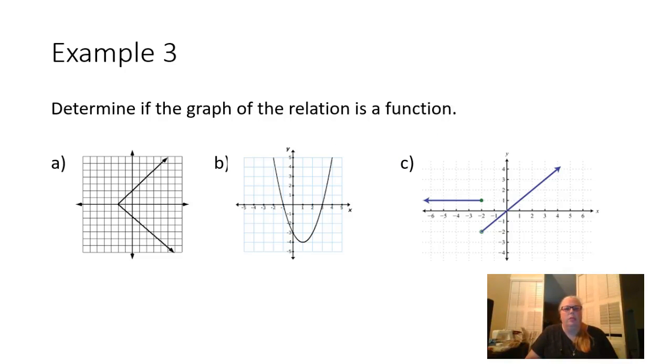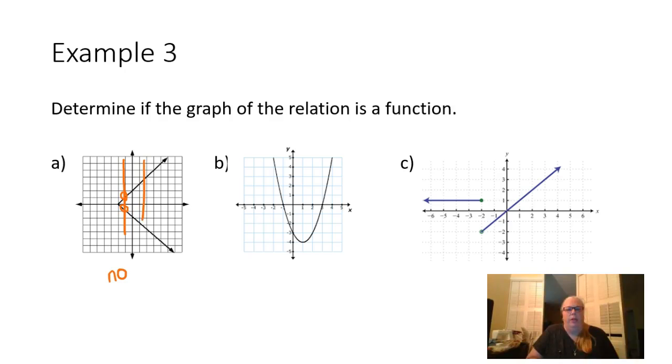Example 3. Determine if the graph of the relation is a function. We're trying to see if the function passes the vertical line test. Now remember, the vertical line test just means, can I draw a vertical line anywhere on the graph paper that's going to intersect my function more than once? Well, here, I can see I can draw a vertical line right here that intersects in this place and this place. So automatically I know this is not a function.